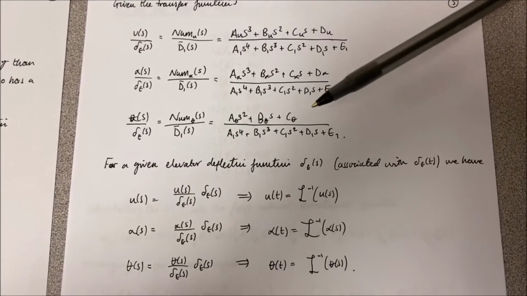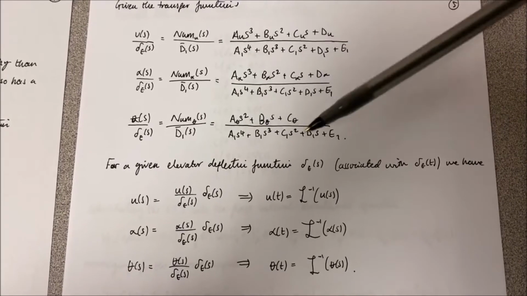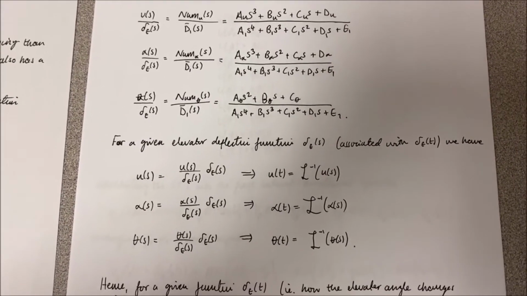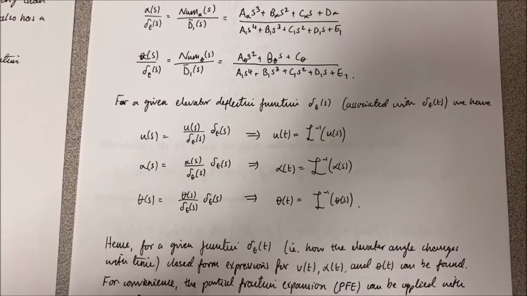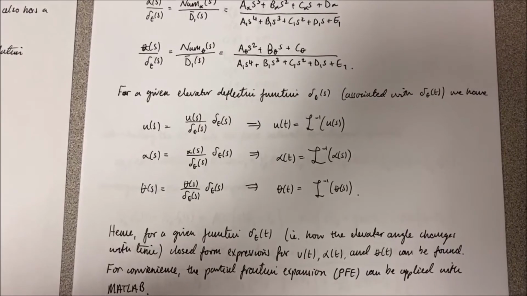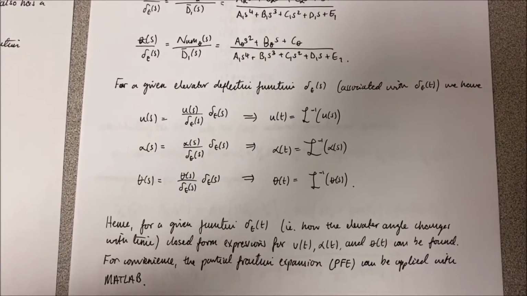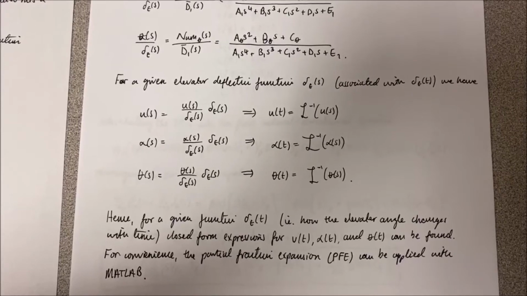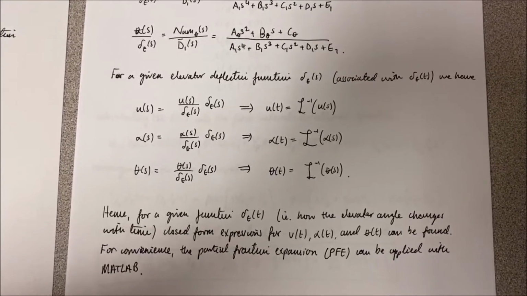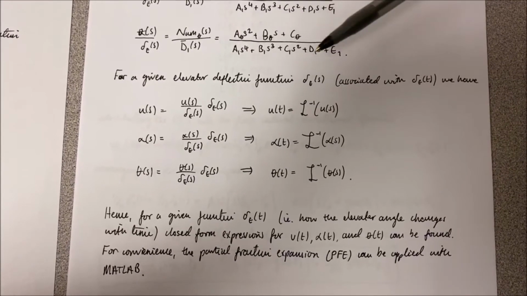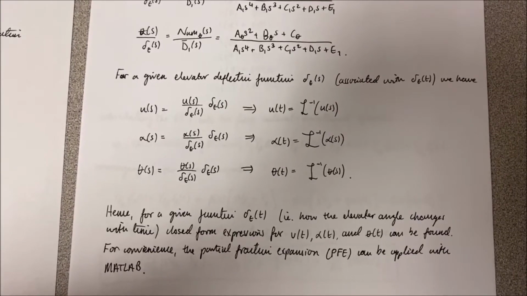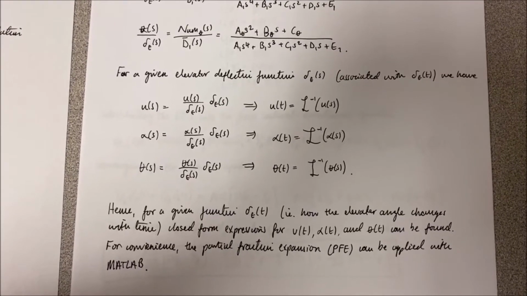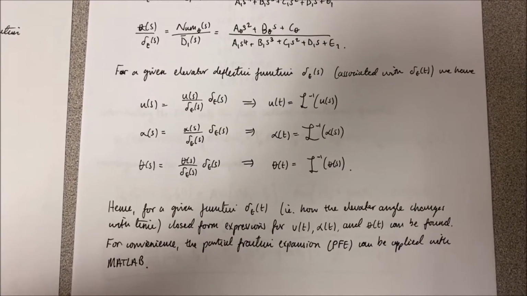So basically what we've done is solve the system algebraically, and once we have a solution to that algebraic expression, we then convert it back into our function of a real variable using the inverse Laplace transform. And because we used our elevator deflection angle as our known input, if we have a function of that input with respect to time, so how the pilot maneuvers the elevator in time, we'll then be able to find expressions for how u, alpha, and theta change with respect to time as well. And again, we can get a tool like MATLAB to solve that for us using a technique called partial fraction expansion.